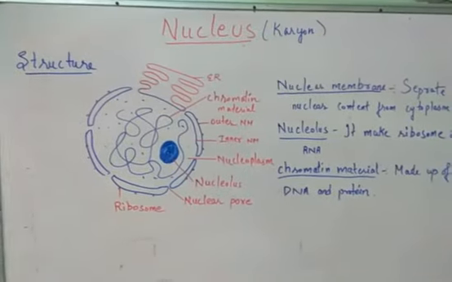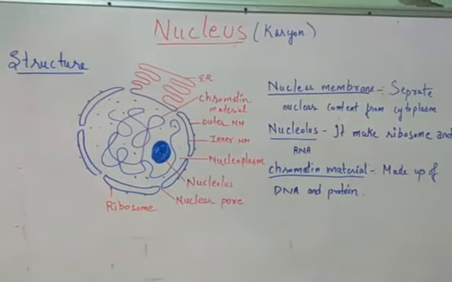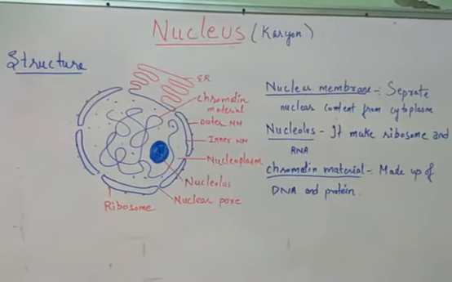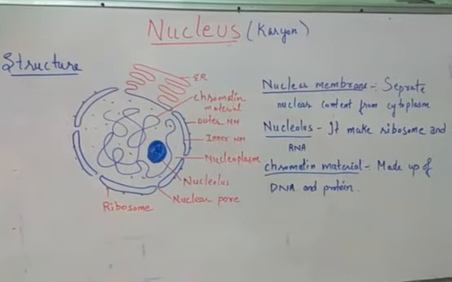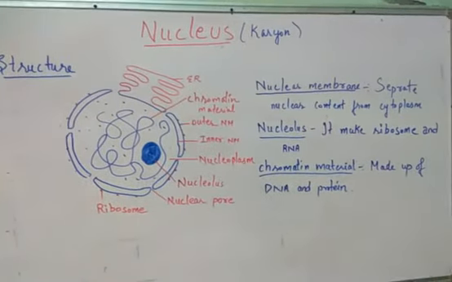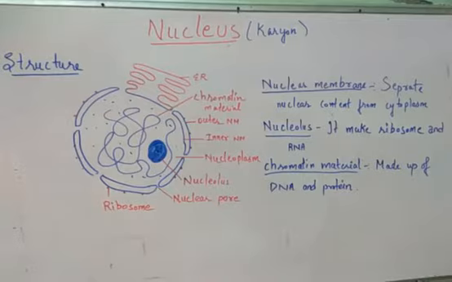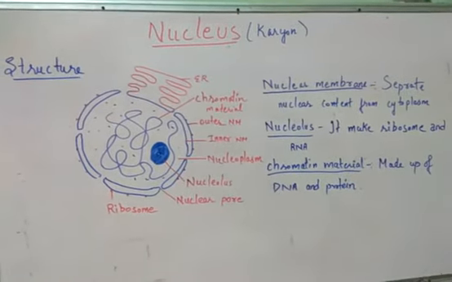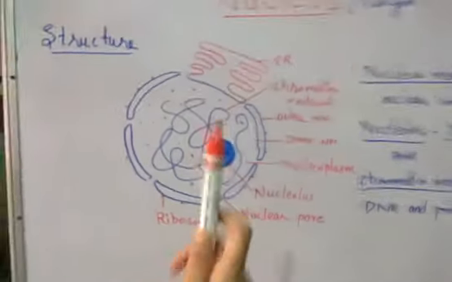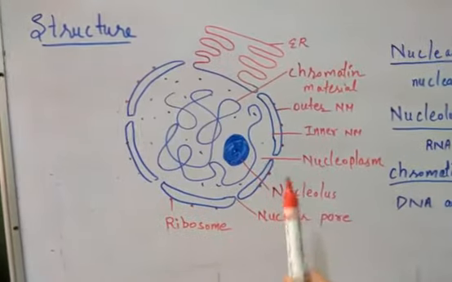Yeah, good morning everyone. Let's start the discussion with the nucleus structure. So the nucleus is scientifically termed as karyon, or we can say another name for the nucleus is karyon. Where we are going to use the word karyon, it is for the nucleus. Let's take a look at the structure of the nucleus.